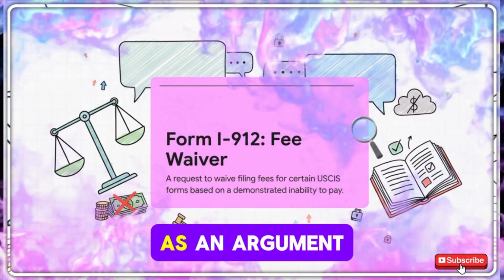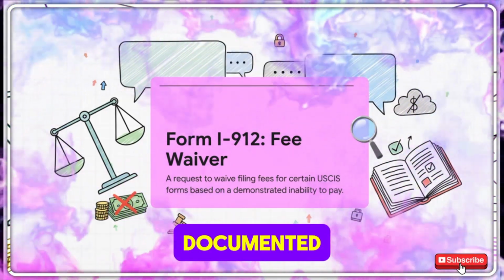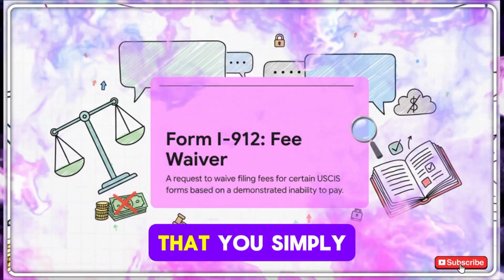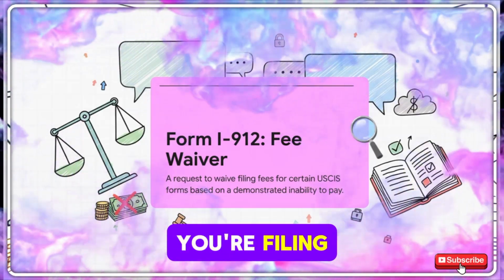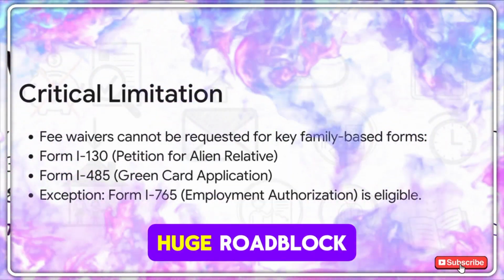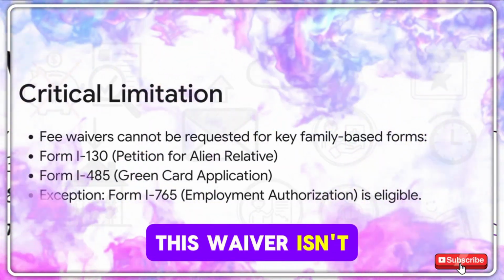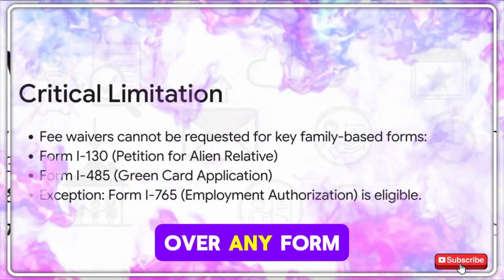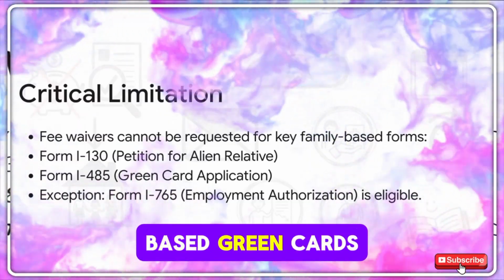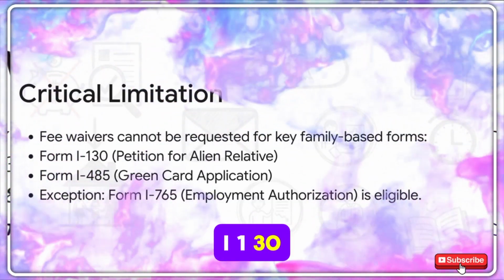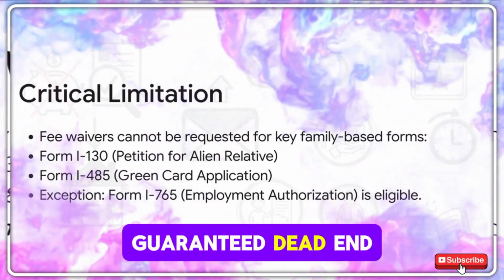So, what is this form really? You have to think of it as an argument. Its whole reason for existing is to let you present a documented, evidence-based case that you simply cannot afford to pay the government fees for whatever application you're filing. And right away, we hit a huge roadblock, a really common mistake people make. This waiver isn't some magic wand you can wave over any form. It specifically does not apply to the main petitions for most family-based green cards. We're talking the I-130 and the I-485. Getting this wrong from the start is a guaranteed dead end.